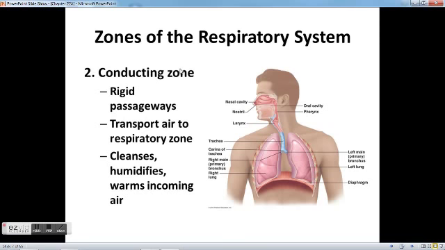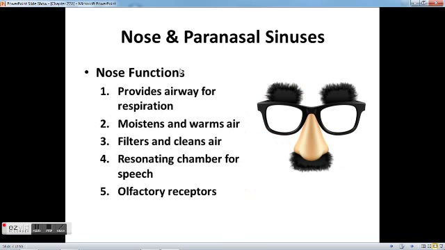It does a couple other things besides transport that air. It can clean the air. We know, especially up in the nasal cavity, there's little hairs and there's mucus that can trap debris or bacteria or viruses that we're breathing in. And it also helps to warm up that air. Even though it may not be cold outside, our body wants to warm up the air coming in and it actually moisturizes that air too, makes it nice and humid. So let's start at the top.